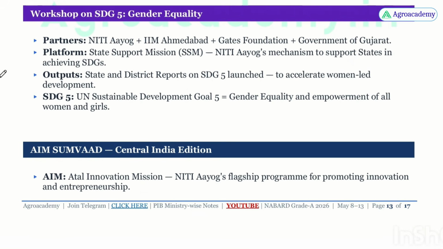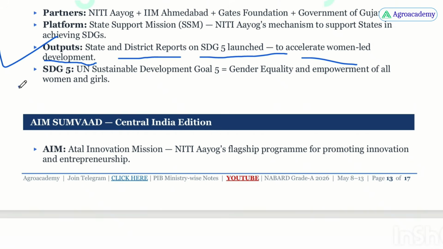And what is the output of this? State and district reports on SDG 5 are launched to accelerate women-led development. You need to remember the main objective, which is women-led development. And the SDG 5, I have already told, is gender equality and empowerment of all women and girls.